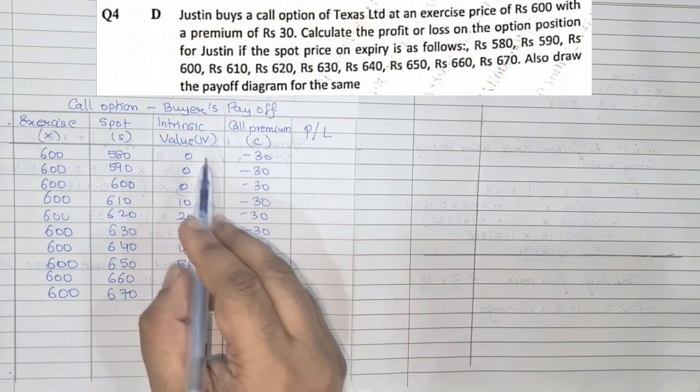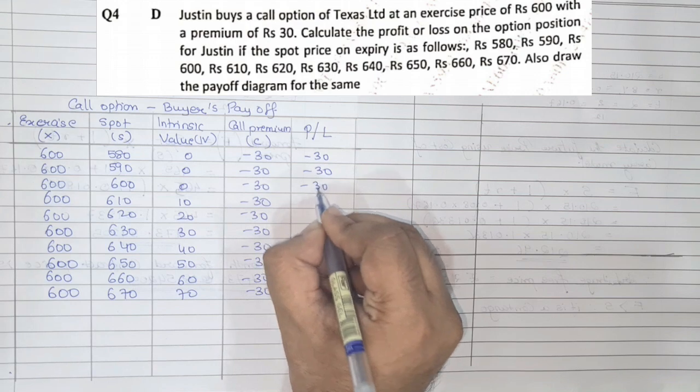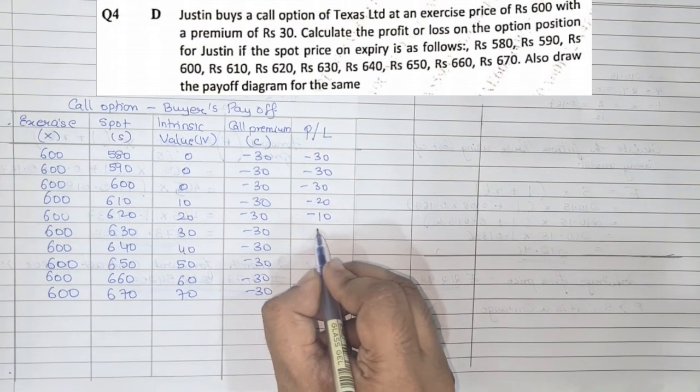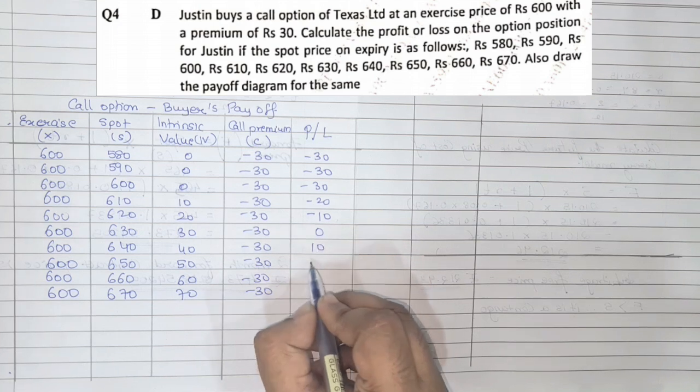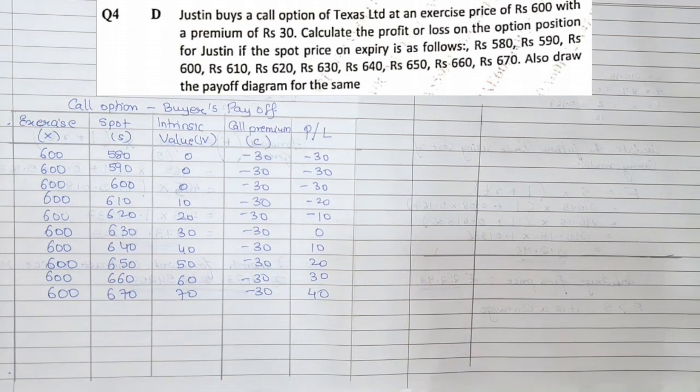Now for profit and loss, 0 minus 30 is negative 30, negative 30, negative 30. 10 minus 30 is negative 20, negative 10, 0. Then you make profit 10, 20, 30 and 40. Okay, so this is how you all had to create the payoff table.